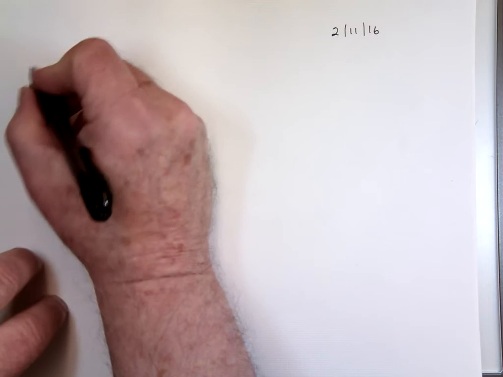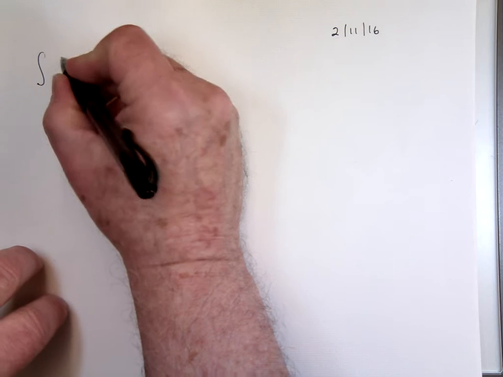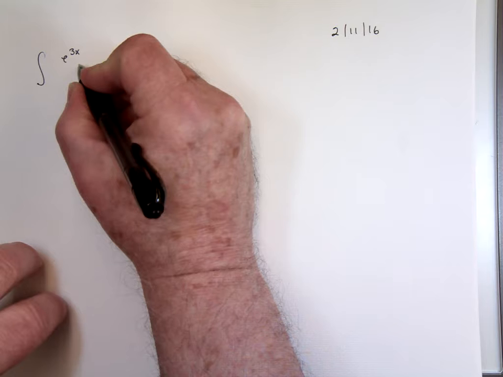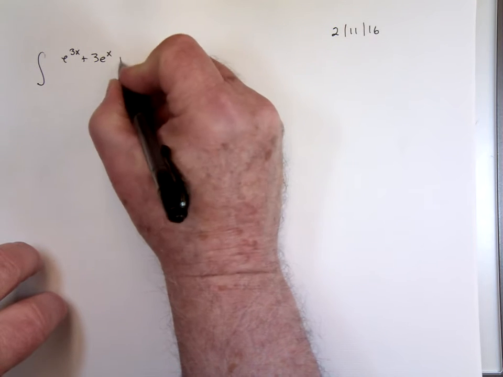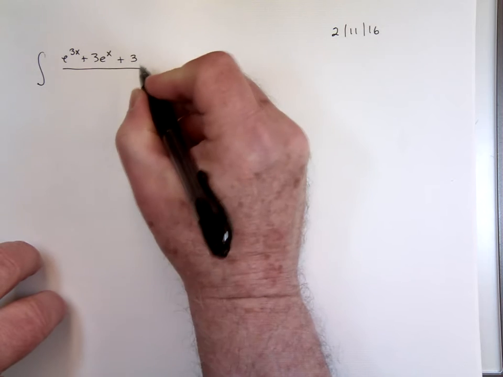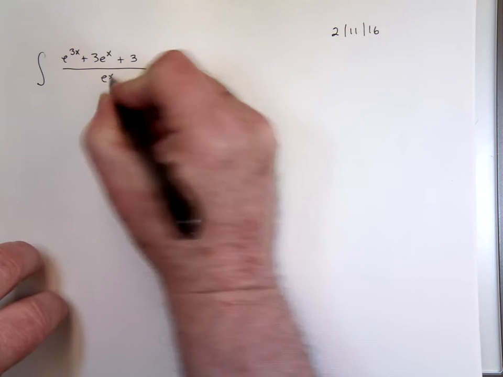Okay, today's the 11th, and let's do this homework question. This is an integral, e to the 3x plus 3e to the x plus 3 all over e to the x dx.